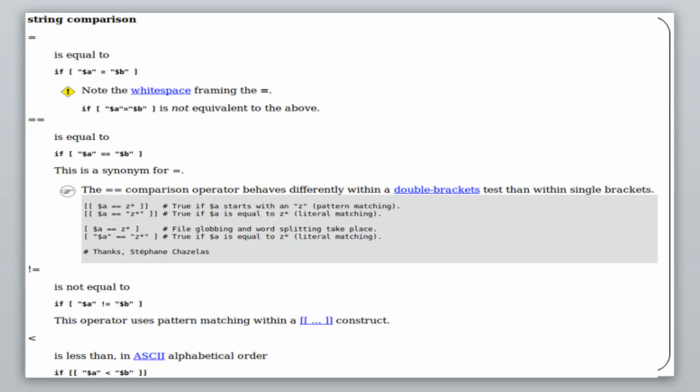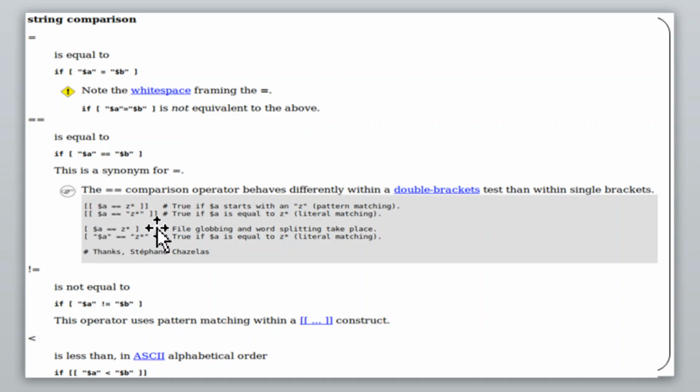So the next part we're looking at here is the double equal sign. This also means is equal to. So it's synonymous for equals. But do keep in mind that the double equal sign behaves differently within double square brackets than within single square brackets. And we can see that here. In double square brackets, a double equal sign to a z, star, or splat would come out to true if A starts with a z. Because that star sign is a meta character. So that would say if A is equal to anything that starts with the letter Z, that's going to come out as a true statement.